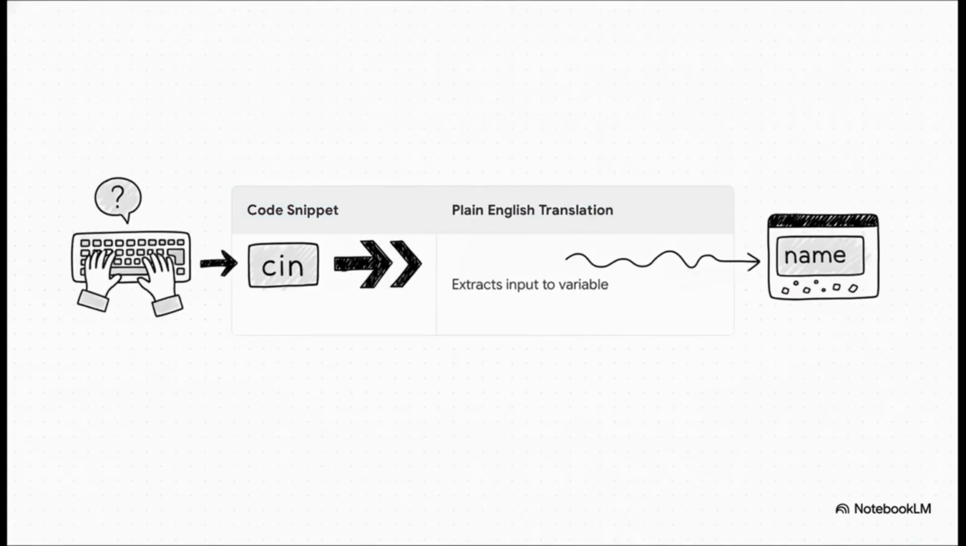So the user reads that prompt and types their name. To catch what they just typed, we use the command cin >> name. Notice how the arrows have completely flipped. Those two greater than signs form the extraction operator.